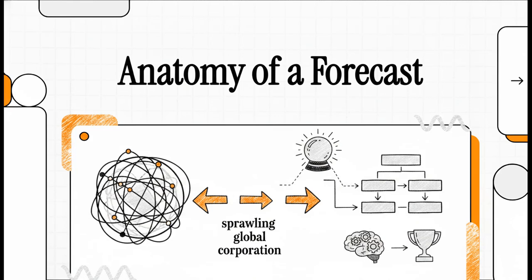Have you ever wondered how analysts look at a sprawling, chaotic global corporation and somehow, almost magically, predict its financial future? Well, it's not magic. It's a rigorous, heavily layered process called financial statement modeling. Today, we're going to dissect the anatomy of a forecast. We'll explore the structured models used to predict a company's financial trajectory, and as you'll see, mastering the math is really only half the battle.